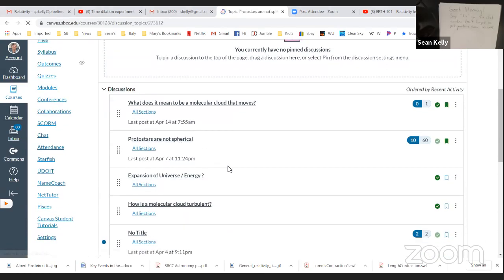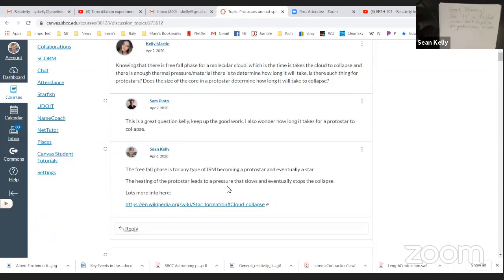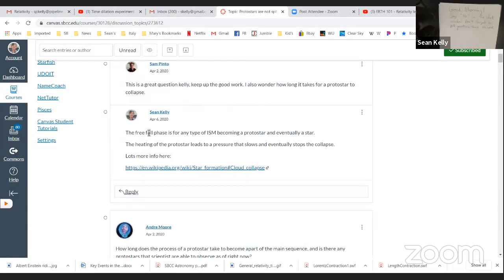Protostars are not spherical. Anybody respond? Oh, yes, good. Knowing that there is a free fall phase for a molecular cloud, which is the time it takes the cloud to collapse, and there is enough thermal pressure material there to determine how long it will take. Is there such a thing for protostars? Well, actually, you are forming the protostar. So absolutely, it's basically the same thing. The free fall phase is it becoming a protostar.